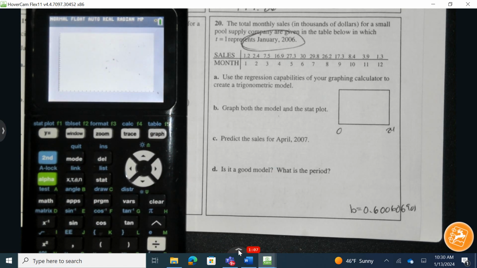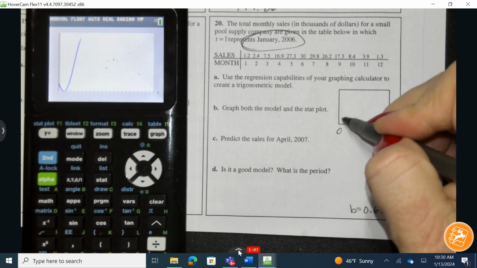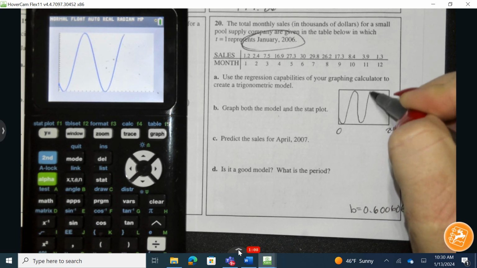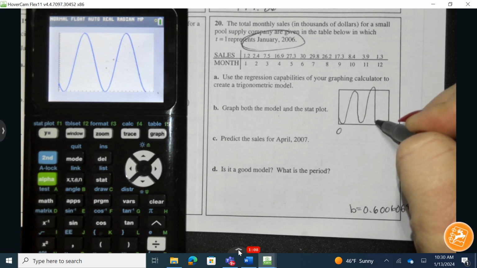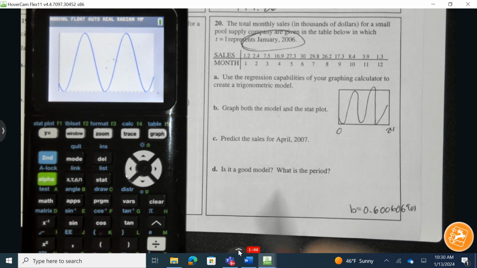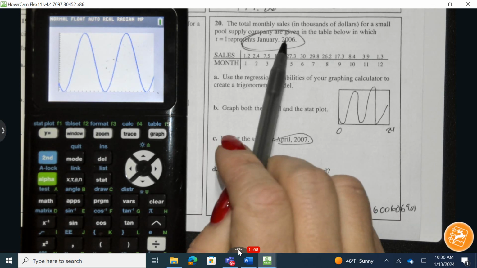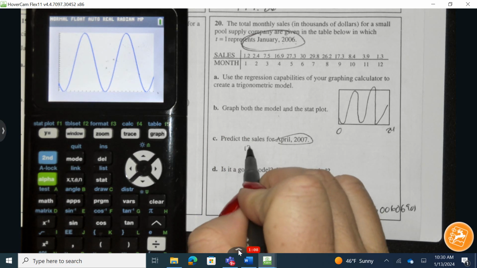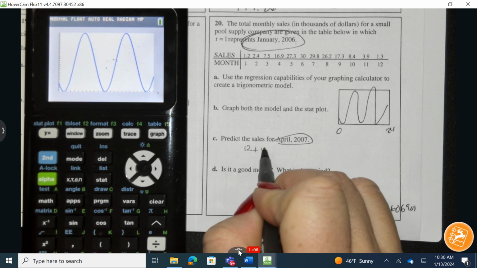What does this look like over a 2-year period? I'm going to start drawing this. Okay, there, and here. Okay, so this is what it looks like. Now we need to predict. From January 2006 to January 2007 is 12 months, plus we have 4 additional months.